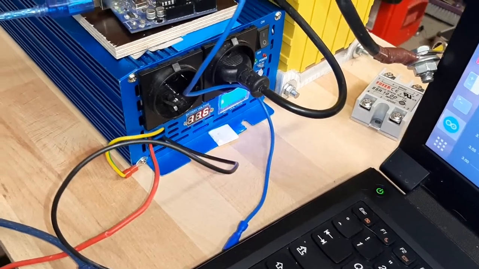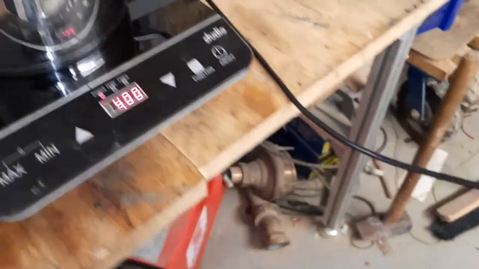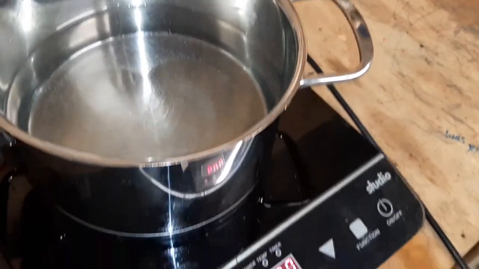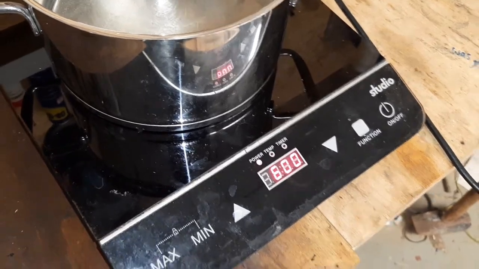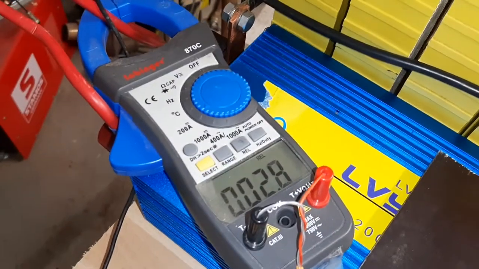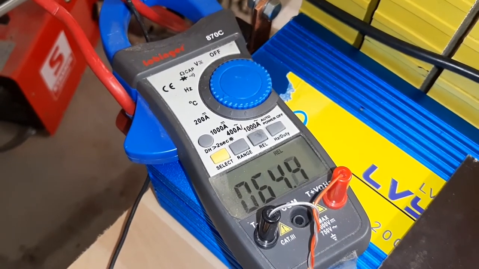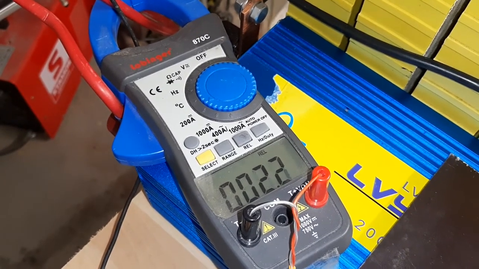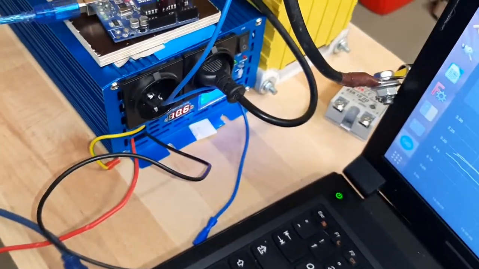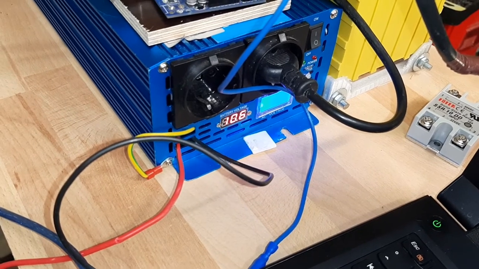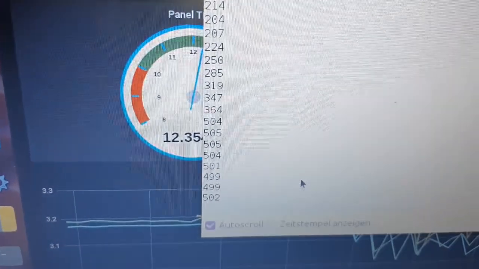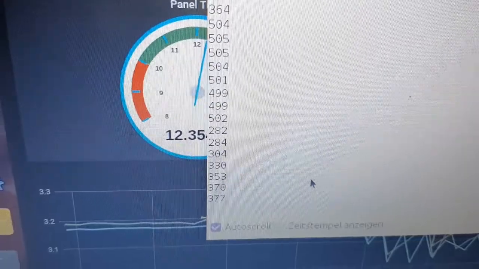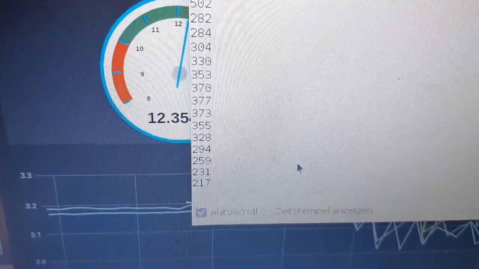10.8, 10.7. Still pulsing. Okay, let's go up. 600. Seems like it stopped pulsing. No, it still pulses. Just turned off again. 77, 78, 10.6. What does that show here? I'm not sure how stable that is here.